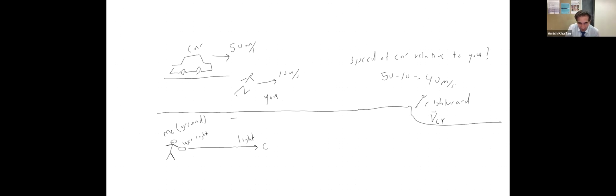But let's say you're running. This is you, but you're not running at 10 meters per second. Let's say you're running at a high speed, 3/4 the speed of light. So I ask the question now: what is the speed of the beam of light, not relative to me, but relative to you?